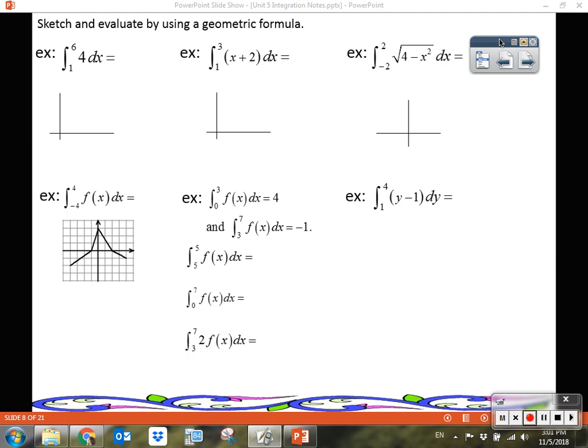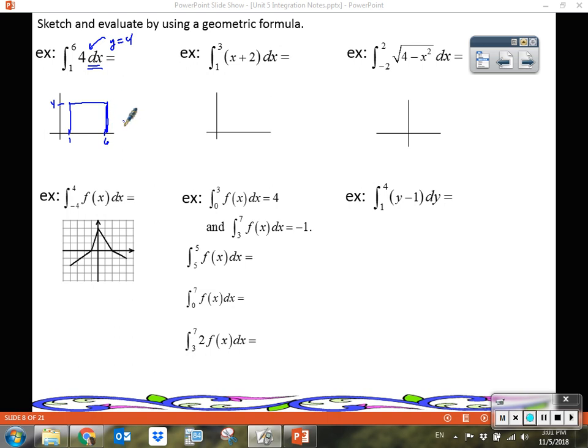So let's start with our first example. We are integrating, with respect to x, from 1 to 6. Those are our bounds. This right here means y equals 4. So we're going to be at 4, it's this line right here, and we're only going from 1 to 6. So what that makes us is a rectangle.